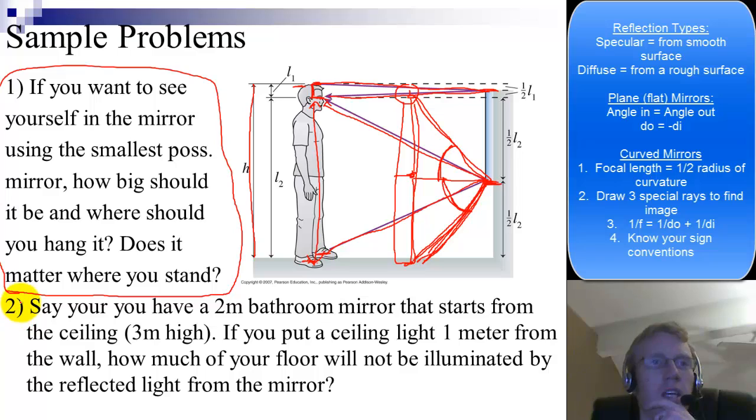All right, let's look at the second question here. Suppose you have a 2-meter bathroom mirror that starts from the ceiling, 3 meters high. If you put a ceiling light 1 meter from the wall, how much of your floor will not be illuminated by the reflected light from the mirror? This is a tough question.